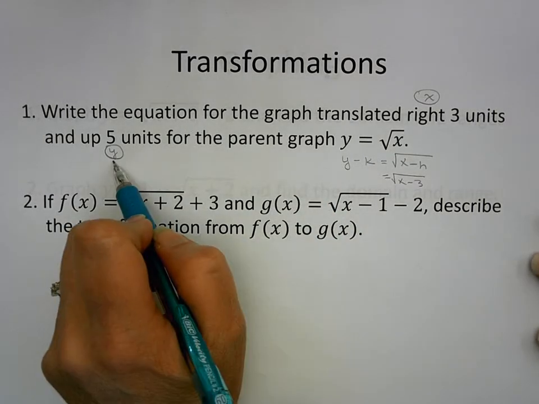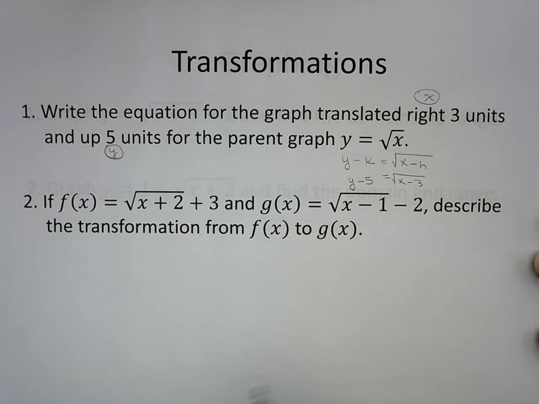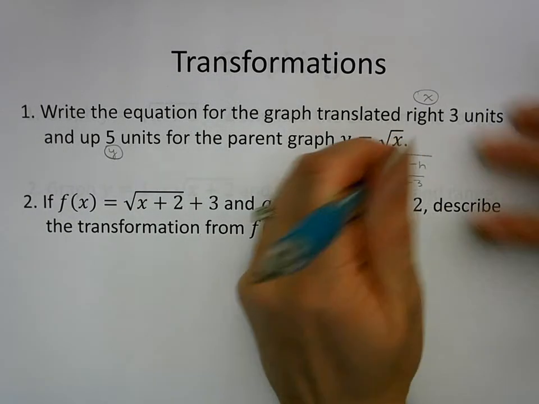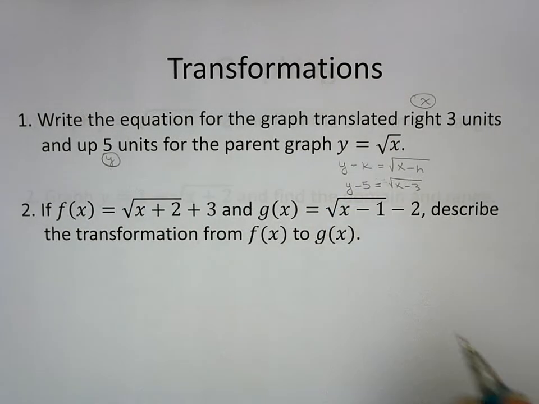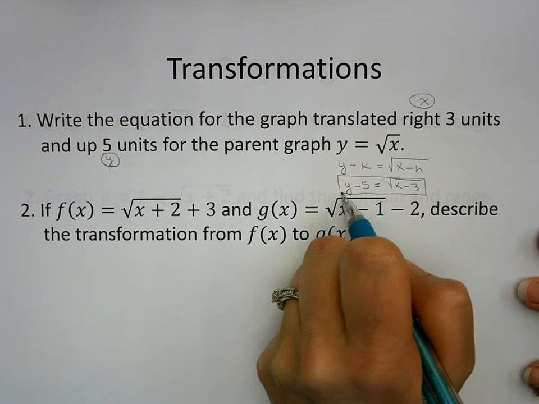And then here, if I'm going up 5, same thing, so it should be y minus 5, because if I were to pull that out, that would be positive 5, right, to zero it out, so positive 5 would move me up 5. And so there would be my transformation.